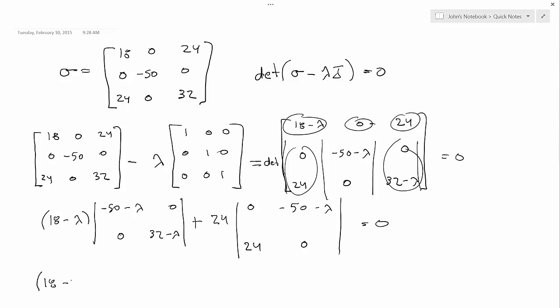So then you have 18 minus lambda, minus 50 minus lambda, 32 minus lambda minus 24 squared, minus 50. Okay, so you could multiply that all out and then solve the equation. Well, actually it's a cubic equation. So you could multiply it all out and then factor it or whatever.